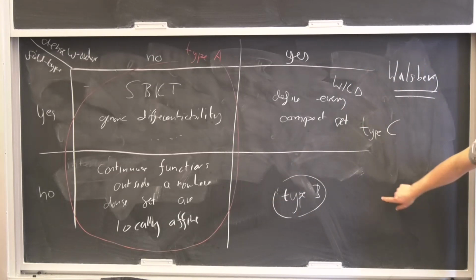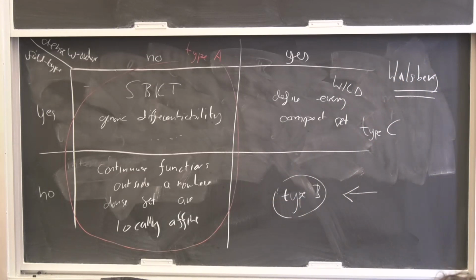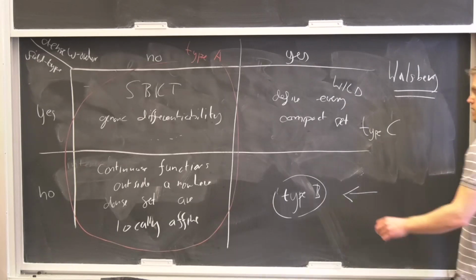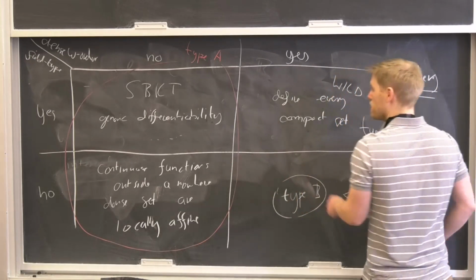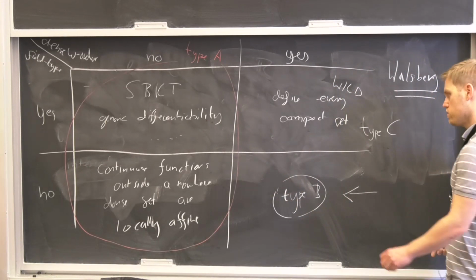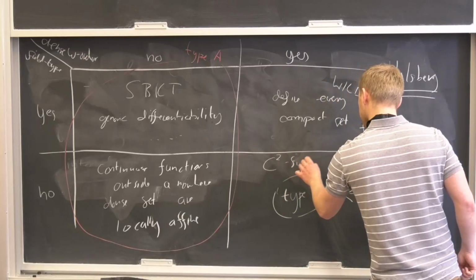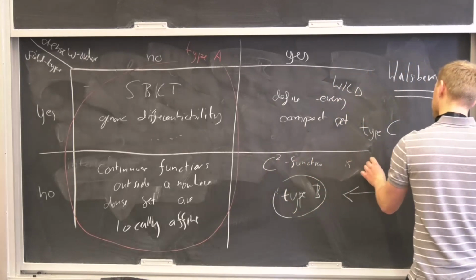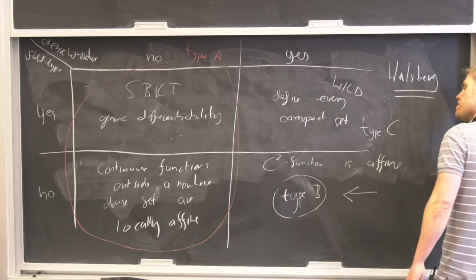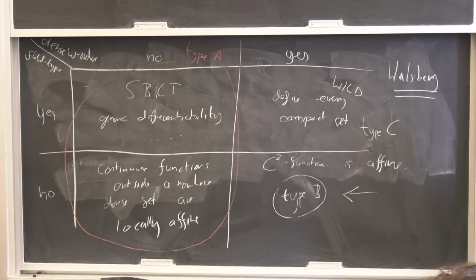Okay, so now I want to talk a little bit about type B structures. Here, you would hope that you would get some kind of linearity. And what you do get here, which is more or less the best we currently have, is that every C2 function is affine.